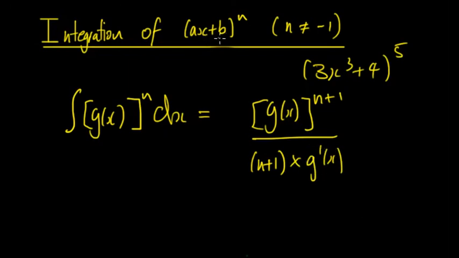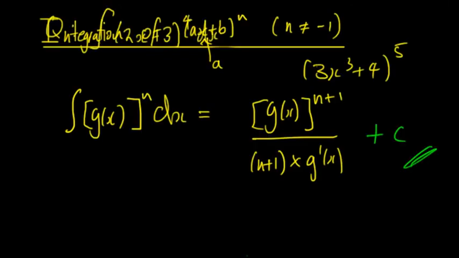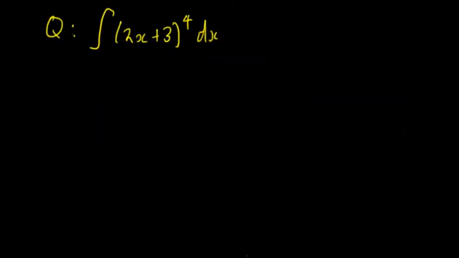So before with ax plus b, if you diffed ax plus b, we got a. However, g(x) could be any different function, so the derivative could be different. Once again, don't forget the plus c at the end. So we'll look at an example for this. If we had to find the antidiff of 2x plus 3 to the power of 4 dx.